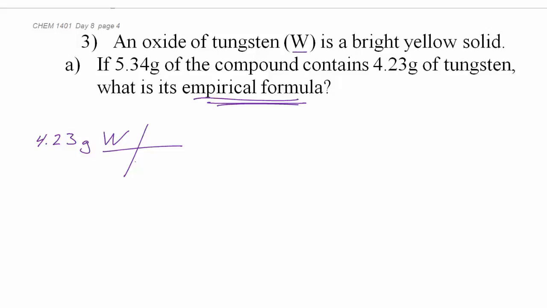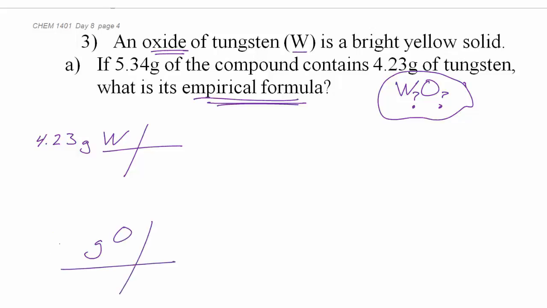Now, what's the other element? Our empirical formula, tungsten, what's the other element? An oxide. This is what we're after. How many grams of oxygen do we have? We know that we have 5.34 grams total. 4.23 of it was tungsten. So if we just subtract the two, 5.34 minus 4.23, that has to be the grams of the oxygen. And then we can go and follow the rest of our game plan.